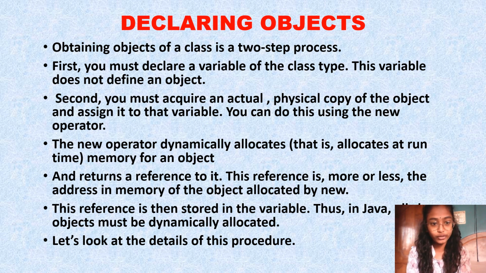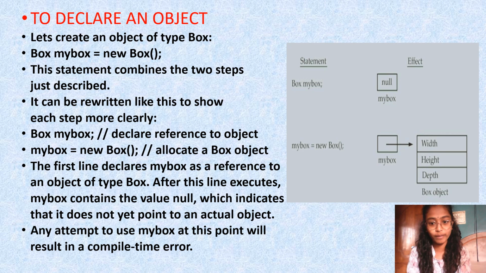It is very important to know that the new operator dynamically allocates, that is, it allocates at runtime, the memory for an object and returns a reference to it. This reference is more or less the address in the memory of the object allocated by the new operator. This reference is then stored in the variable. Thus in Java, objects must be dynamically allocated. Let's look at the details of this procedure in the upcoming slide.